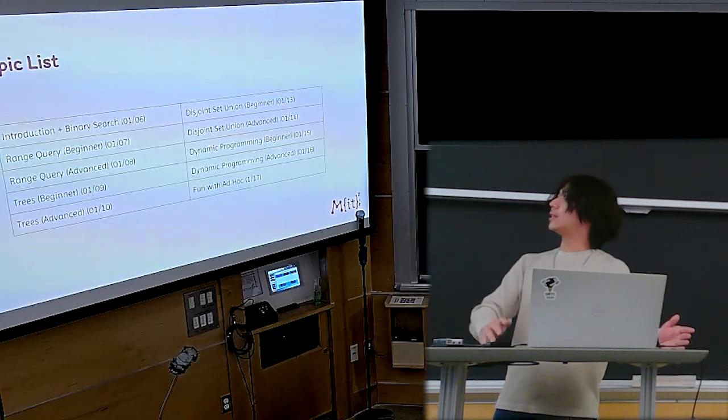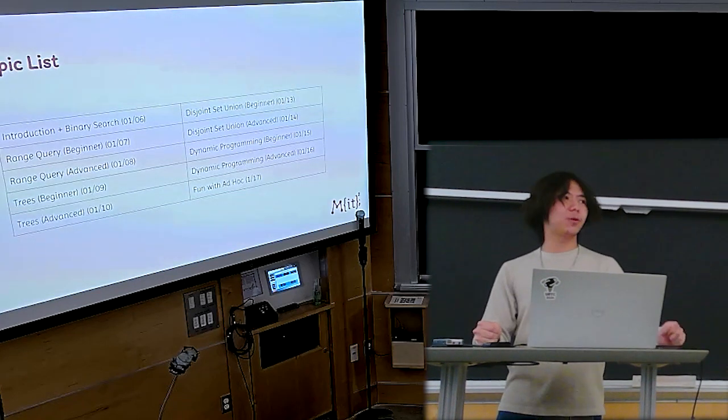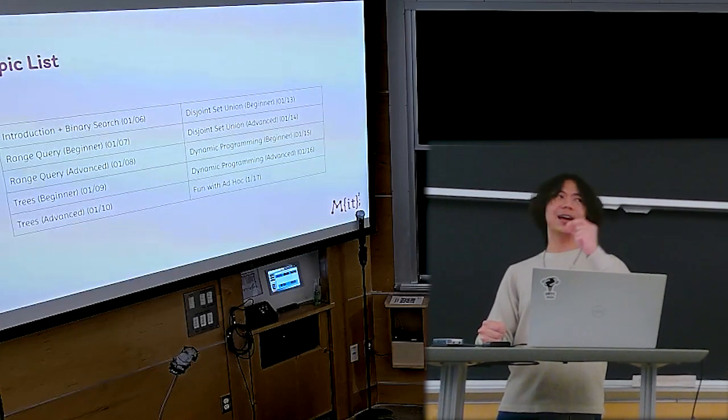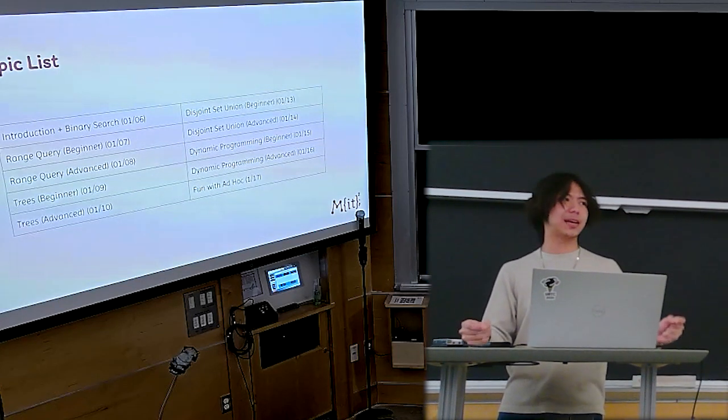After that, we'll go into DSU, the disjoint set union, a really powerful data structure, very simple. You keep track of pointers and somehow you're able to tell if things are connected.